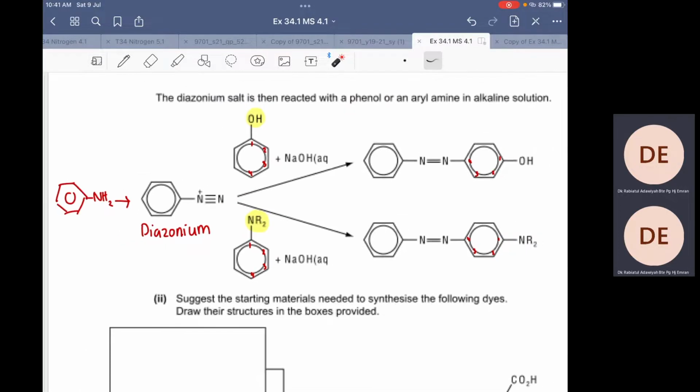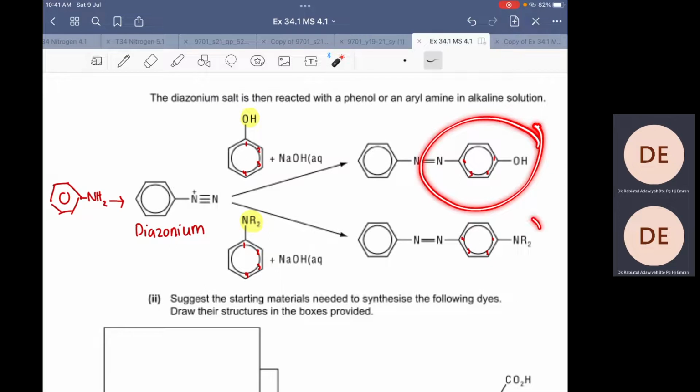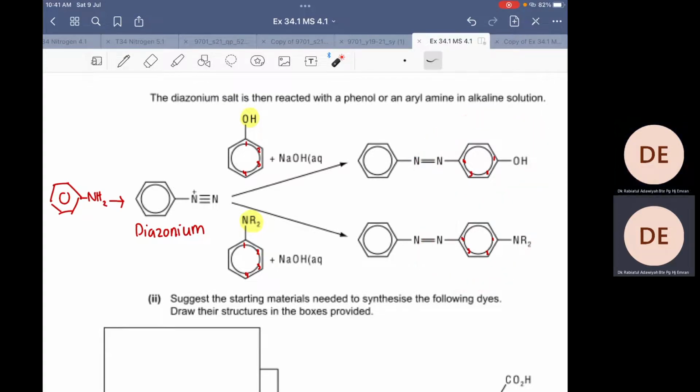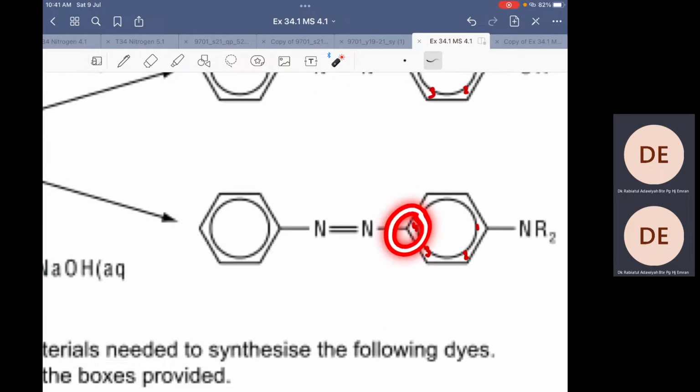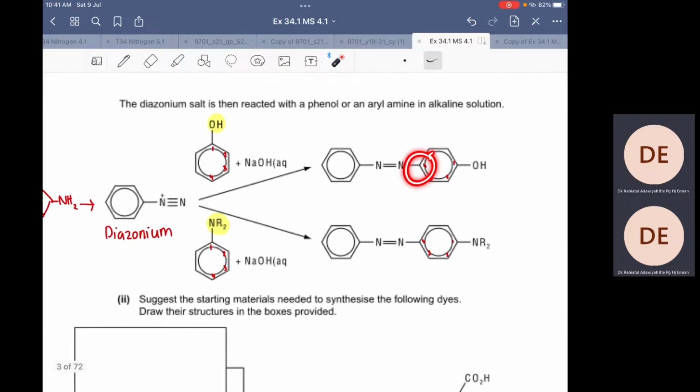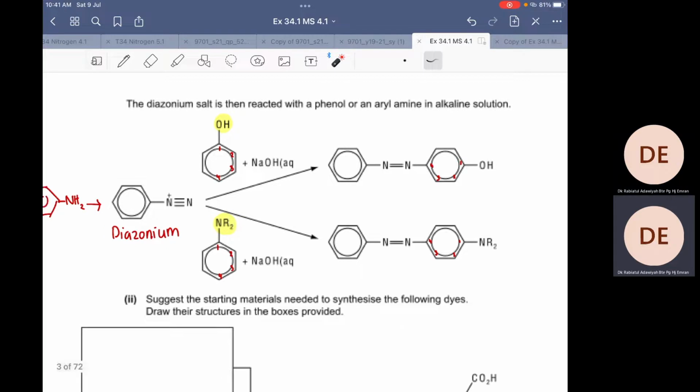And you notice that in the product, the diazonium ion couples with the phenol and the amine, I'll just call it the amine, at position number 4, okay? Because you all know already that phenol activates 2, 4, 6. Amine also activates 2, 4, 6, but they prioritize the 4th position first, okay?